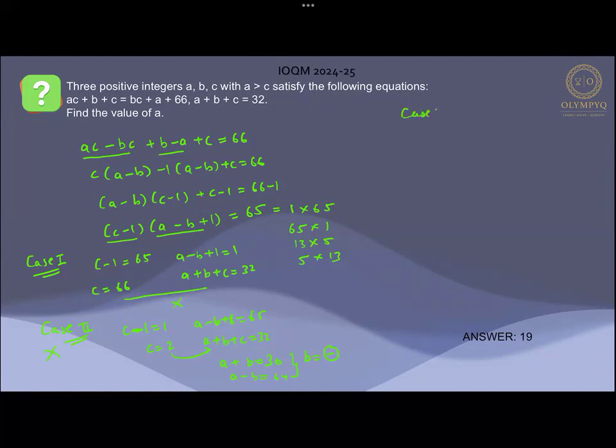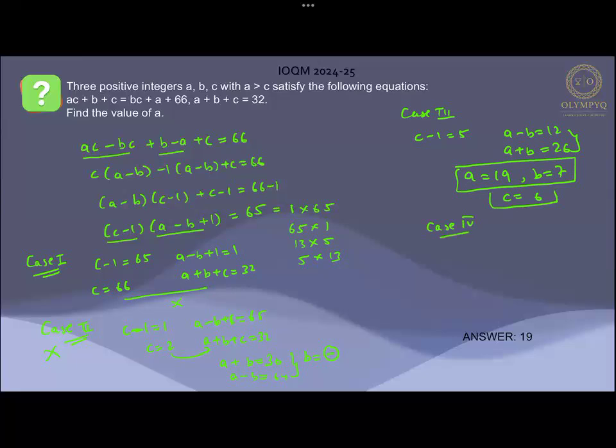Now for case number 3, I can take c - 1 equal to 5. And in that case, a - b is going to be equal to 12. Now from here, a + b, by substituting the c value as 6, I'll get this as 26. So by solving these two, I'll get the value of a as 19 and the value of b as 7. So this is the accepted case because I'm getting the c value as 6 and a and b as distinct values.